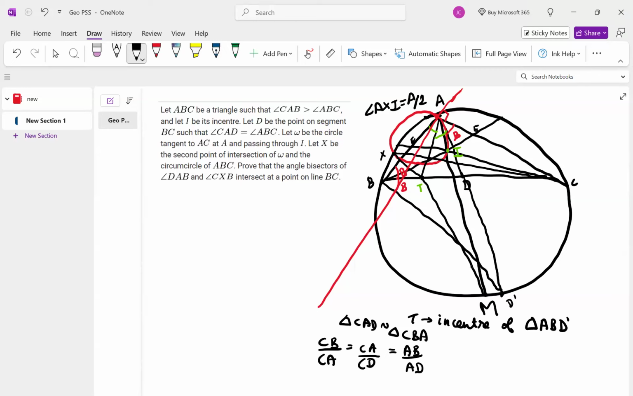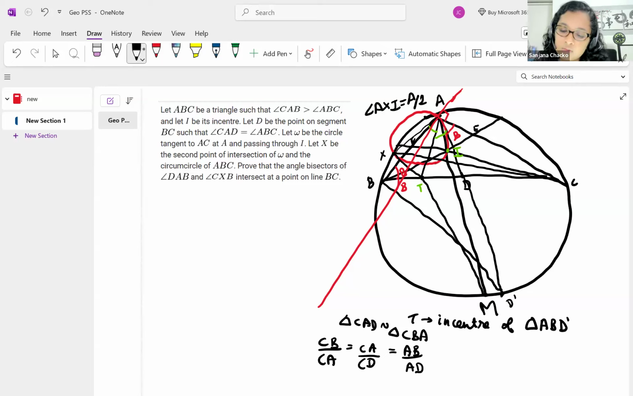We want to prove XIA is equal to B, right? Why is that true? Wait, are you asking what we want to prove? Yeah, we want to prove that XIA is 180 minus B, right? Or we want to prove AXI is A by 2. Are you saying it's equivalent to XIA being B? Yes, I'm asking that. I think it is.